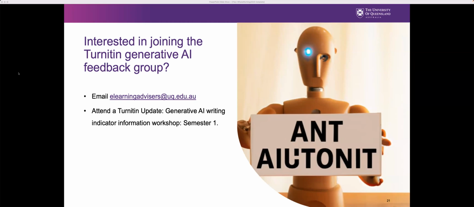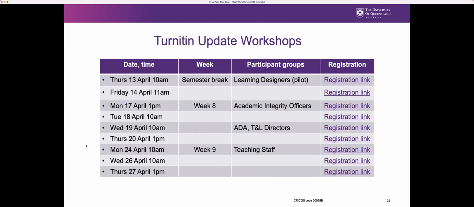And if you go to the next slide, we will be running workshops on this tool. So they're just a 45-minute workshop with Q&A at the end. It'll give you a chance to have a play with the tool, look at some samples, have a discussion with other people coming along, and give us some feedback. We're doing it in groups and we'll improve the workshop design as we go. So we're rolling it out to the learning designers first as a pilot, then to the academic integrity officers to get their feedback on what we should be covering in the workshop, then to the ADAs and teaching directors, and finally to the teaching staff.